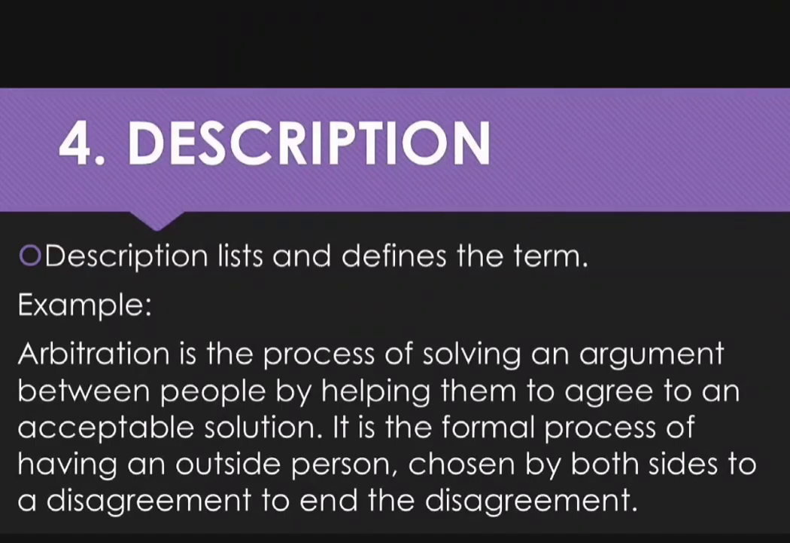Arbitration is the process of solving an argument between people by helping them to agree to an acceptable solution. It is the formal process of having an outside person chosen by both sides to a disagreement to end the disagreement. So this is how the term arbitration is expanded using the description. It is by describing that arbitration is the process and how it is done.